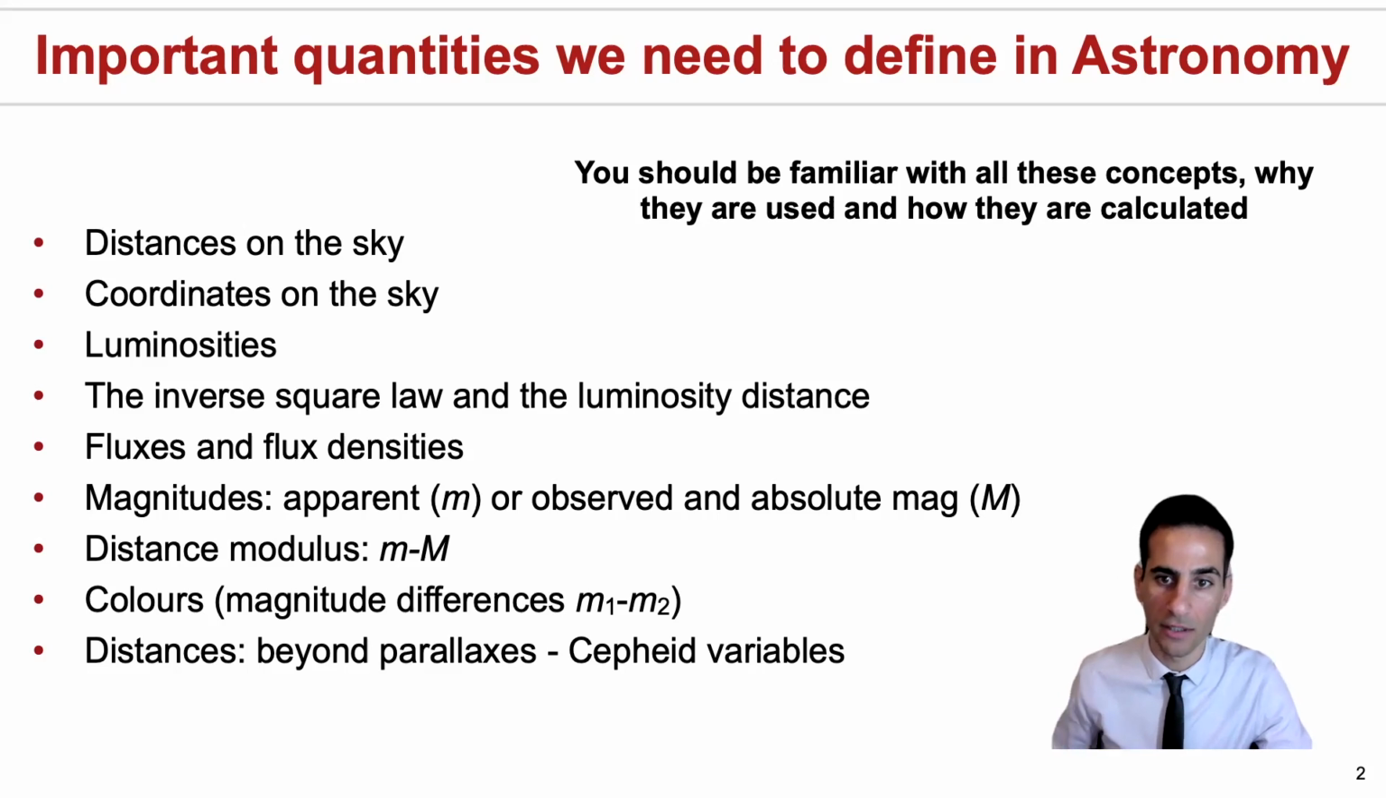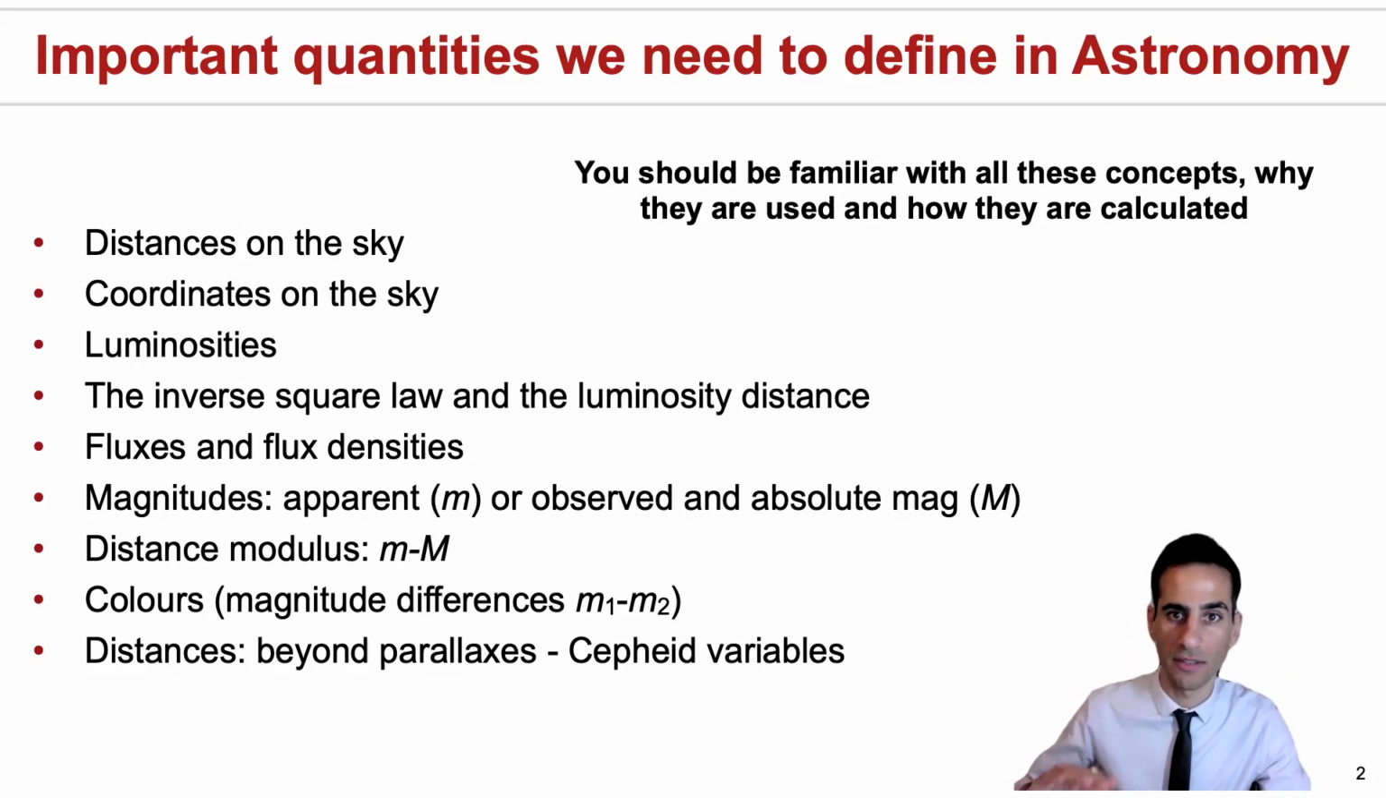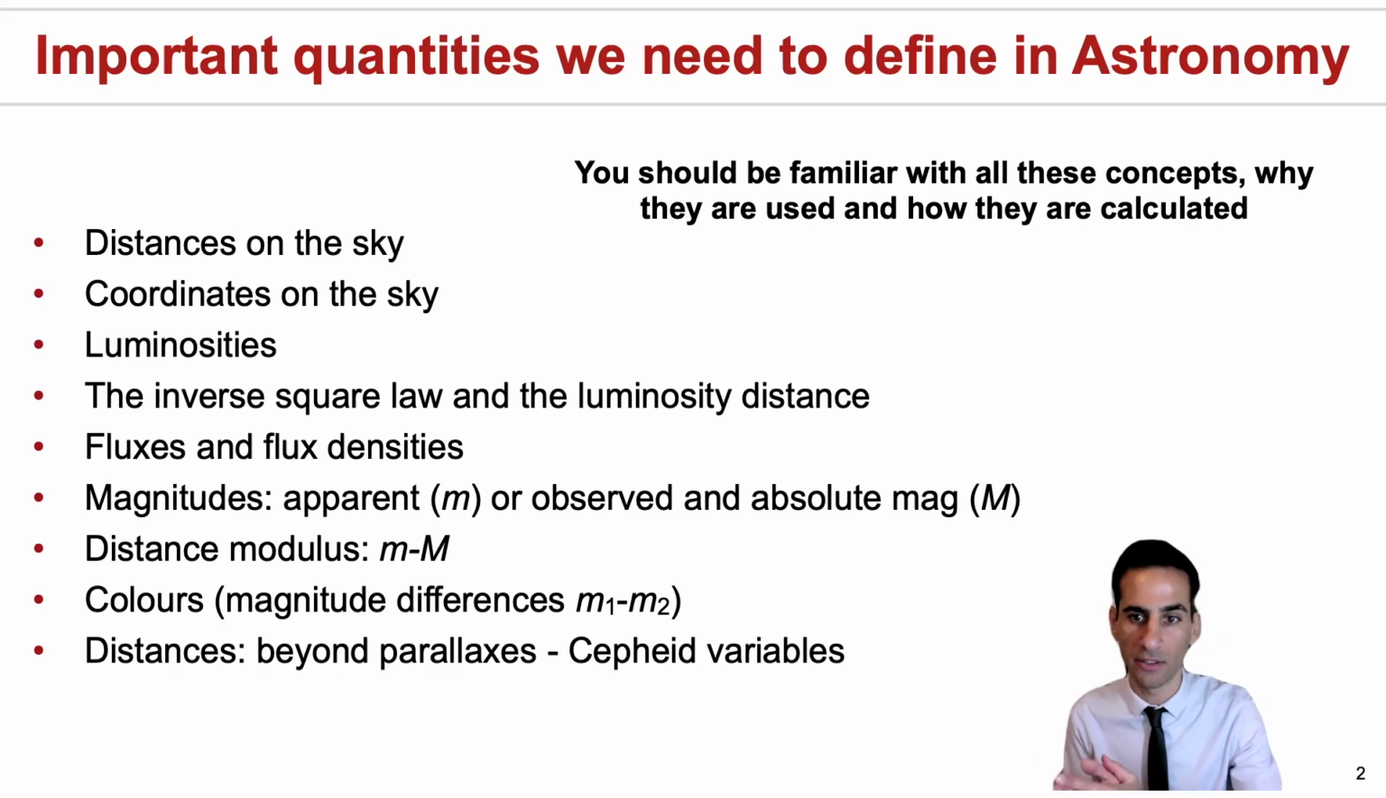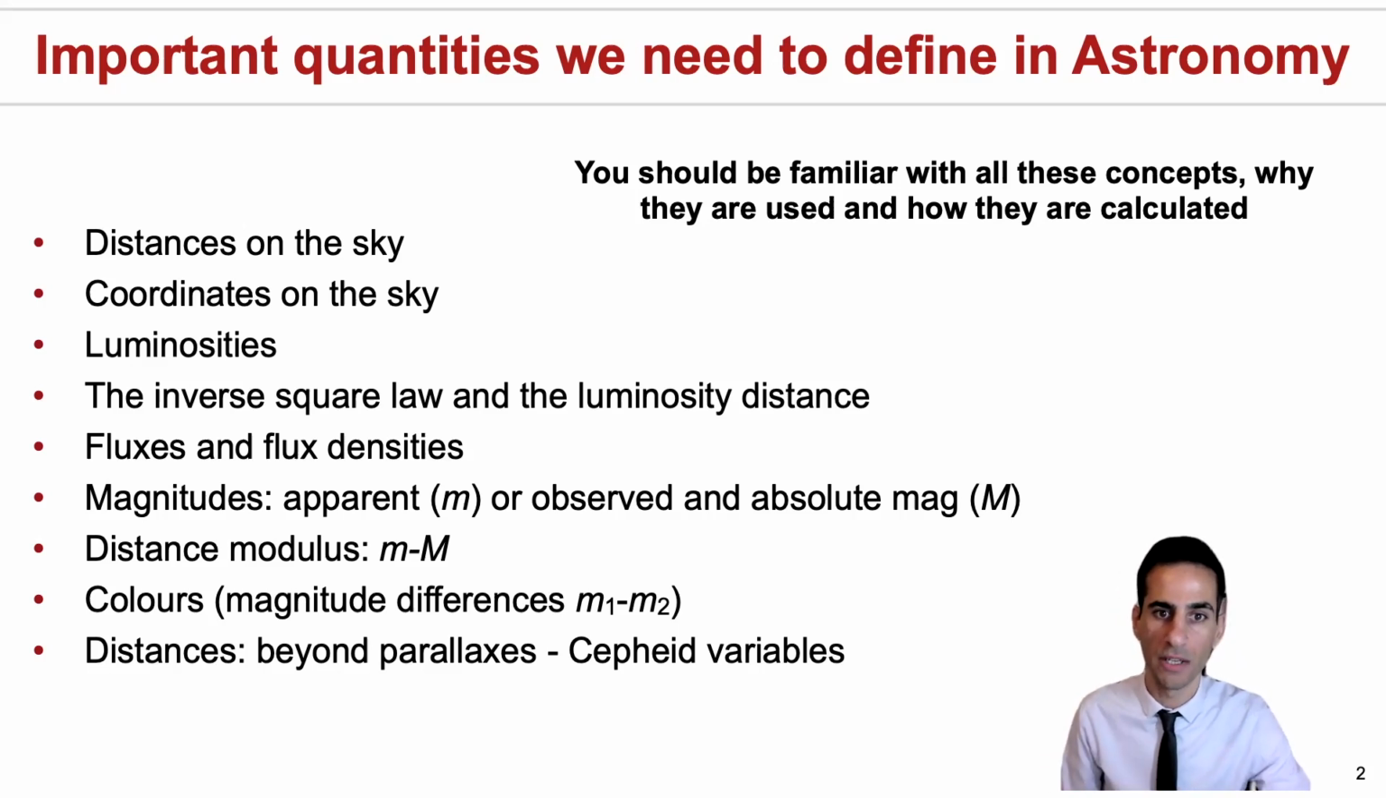And at the end, there's just a quick example of how we can use absolute magnitudes, observed magnitudes, and Cepheid variables to actually calculate very large distances.